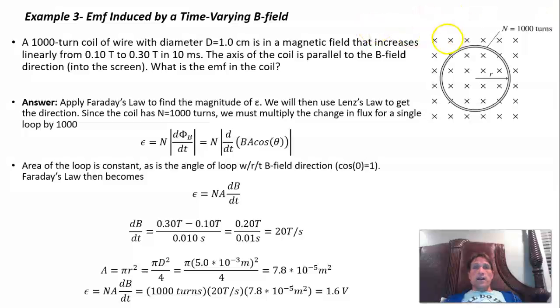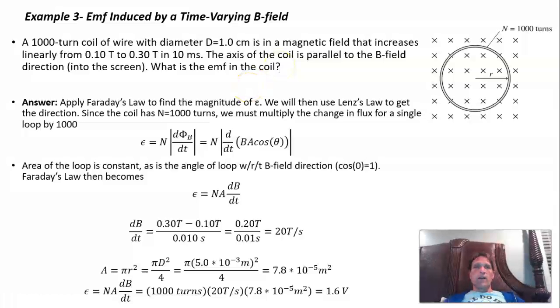Okay? And now you have 1,000 turns, and we know the diameter. And let's suppose that we have a magnetic field that varies with time. So it starts at 0.1 Tesla, and in 10 milliseconds it increases linearly to 0.3 Tesla. And so the question is, what is the EMF, the electromotive force, or in other words, the potential difference between the ends? What is the EMF induced in this coil?